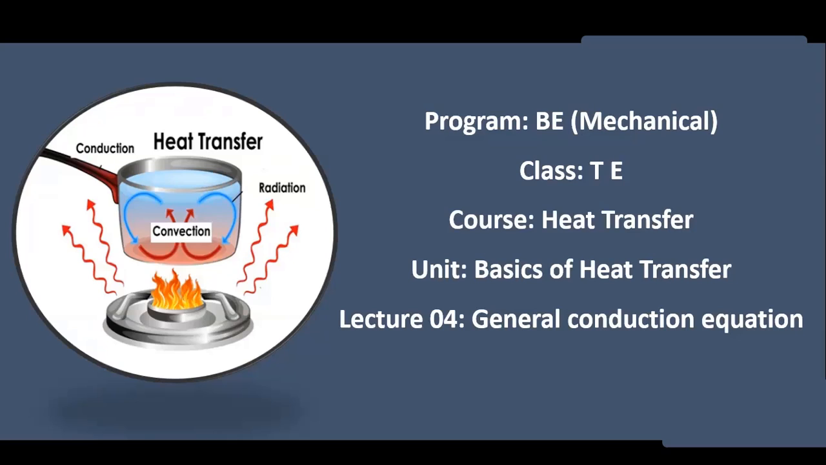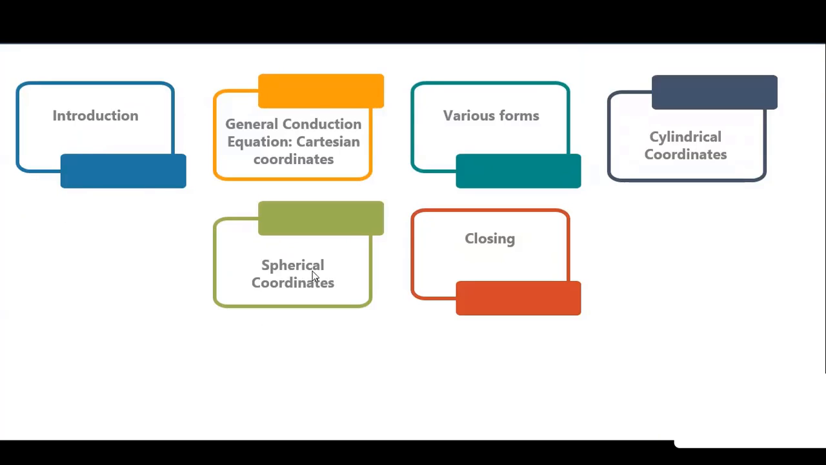This we are going to do in three different coordinate systems: Cartesian, cylindrical, and spherical coordinate systems. So let us start. I'm going to start with some introductory notes. Then we'll derive the general conduction equation in the Cartesian coordinate system. We'll reduce this equation to different simplified forms with certain conditions. Then we'll see the equation for cylindrical and spherical coordinates with their possible reductions. So this is the agenda for this lecture.